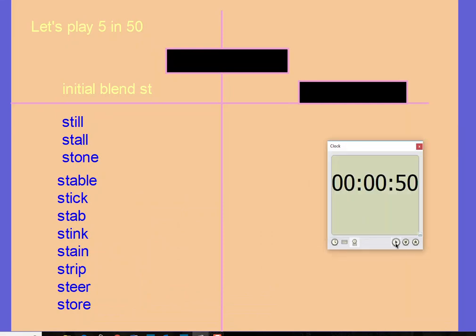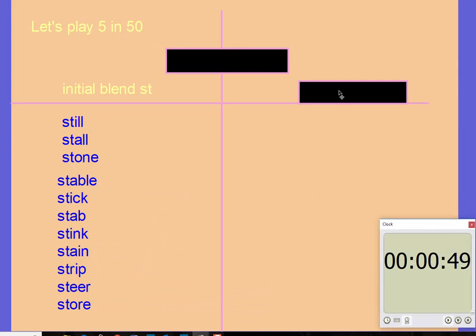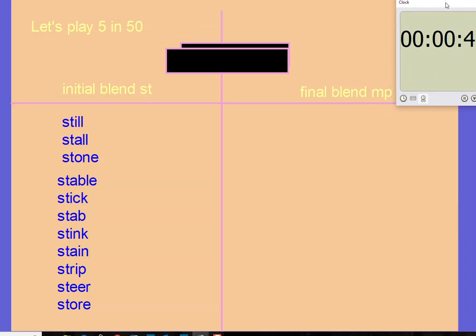So I'm setting the timer again. Okay, and this time we're going to go for the final blend. The final blend. Off you go. 50 seconds has started. Can you come up with 5 words with the final blend?